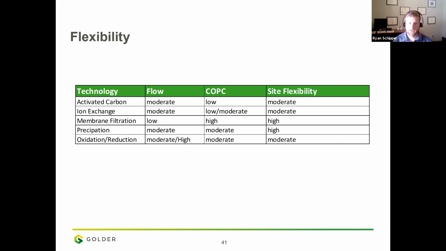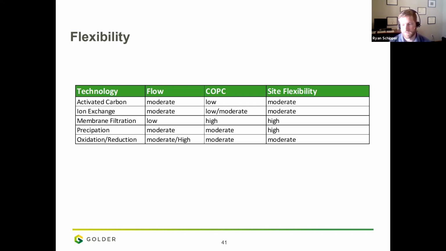Yeah, reverse osmosis is going to be an expensive treatment option. To elaborate a little on the flow, I should have said flow variability there. Your membrane process, if you have a lower flow rate, is good for treating a consistent flow rate through time.